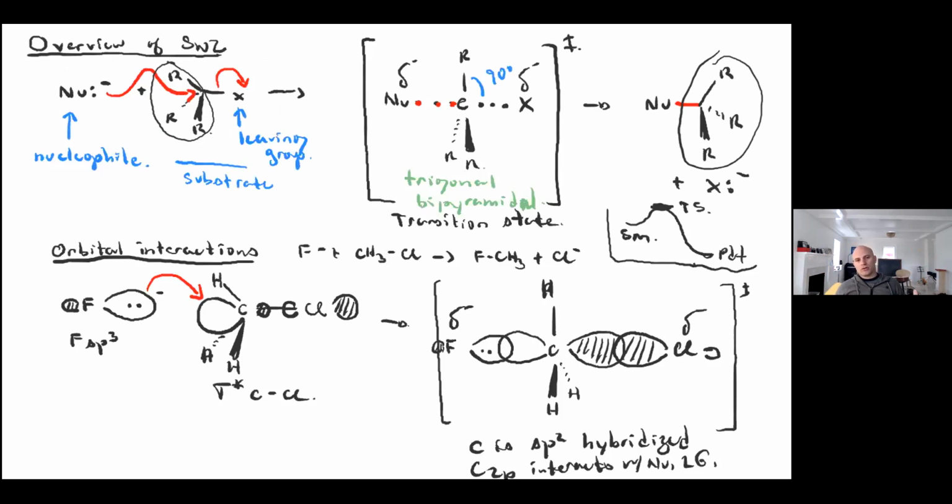And then the key orbital interactions are between sigma star of the carbon-leaving group bond and the lone pair of the nucleophile. And in the transition state, you go through a moment where the carbon is sp2 hybridized, okay?